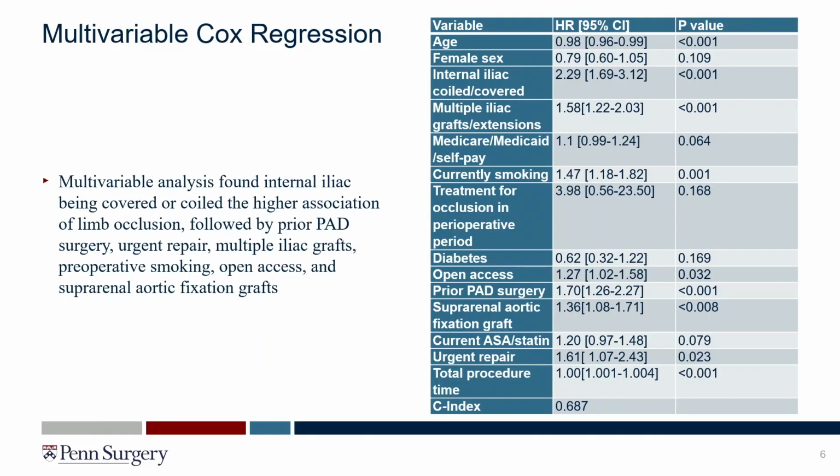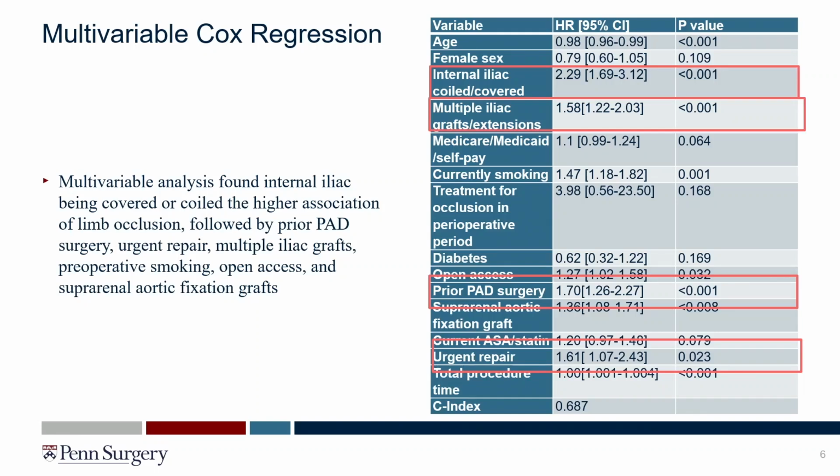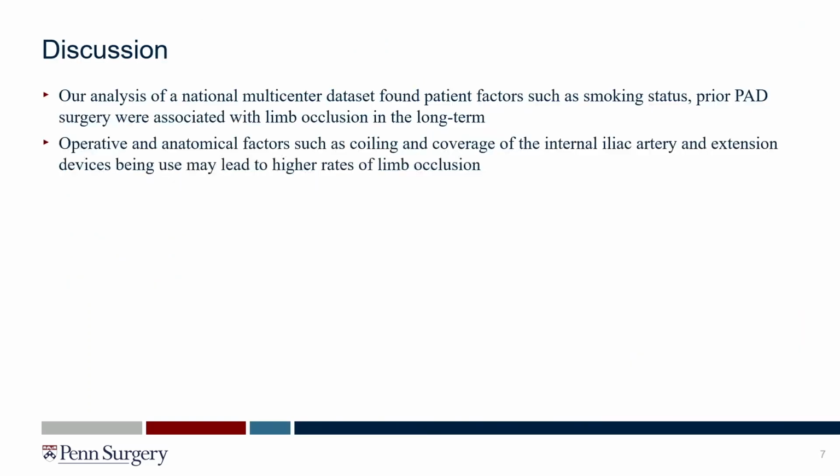Looking at our multivariate Cox regression, this found that the internal iliac being covered or coiled had the highest association with limb occlusion, followed by prior PAD surgery, urgent repair, multiple iliac grafts being used, perioperative smoking, open access, and then suprarenal aortic fixation grafts.